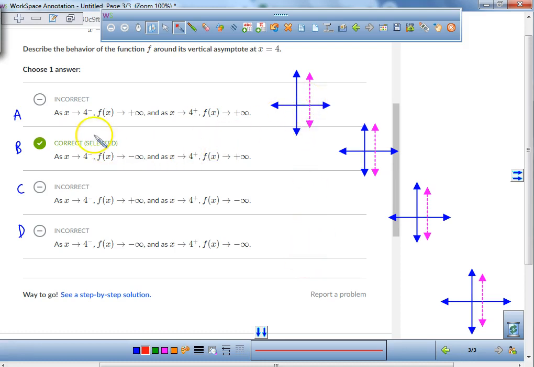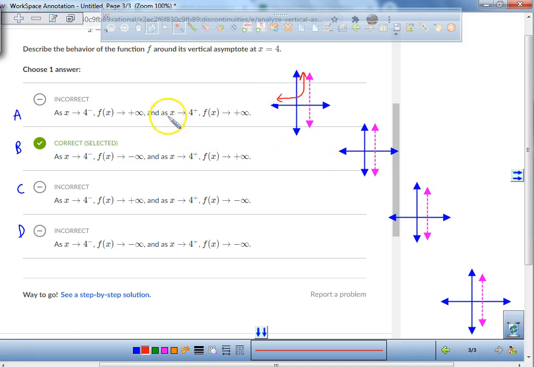It says as x approaches 4 from the left, f of x approaches positive infinity. So you'd have a graph that looks like this. And then it says as x approaches 4 from the right, f of x also approaches infinity. So you have another graph. They're both going up. So that's what a graph for answer choice A would look like.